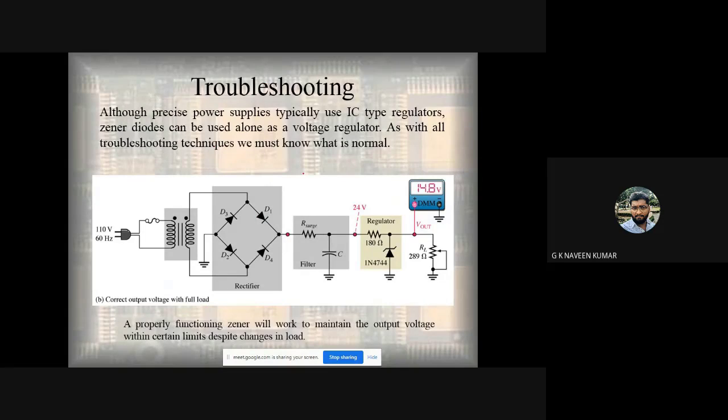Now let us see one practical example of a bridge circuit. Although precise supplies typically use IC type regulators, Zener diodes can be used alone as a voltage regulator. Very, very important: what is the basic application of the Zener diode? The Zener diode will be used in voltage regulation applications. The Zener diode is the best example for a voltage regulator.